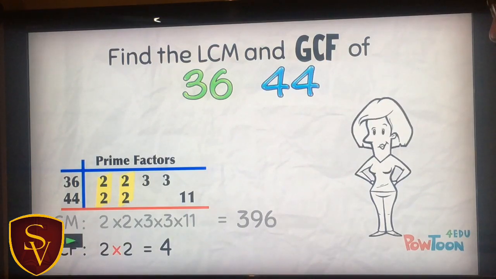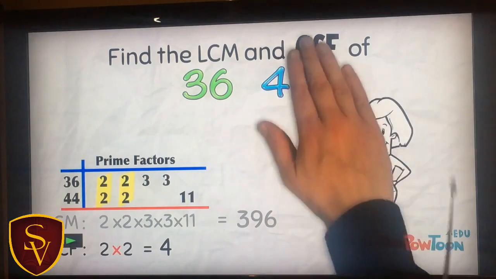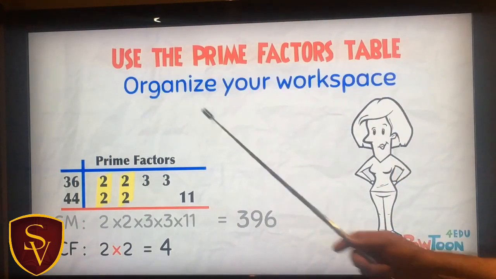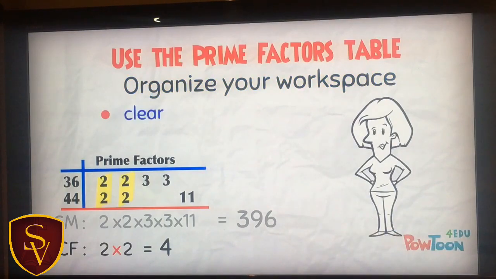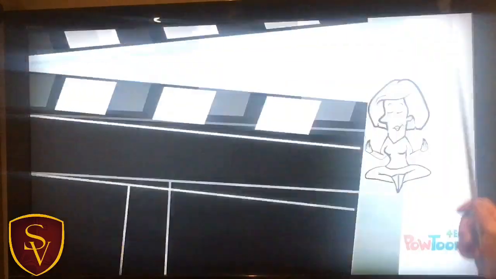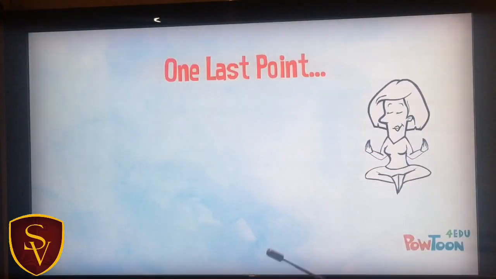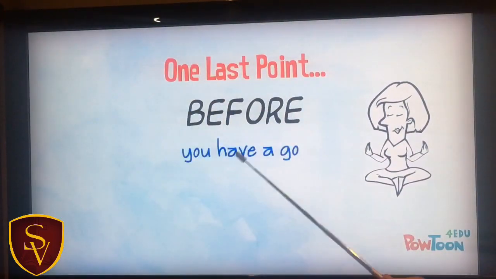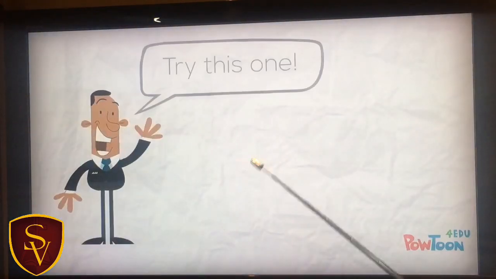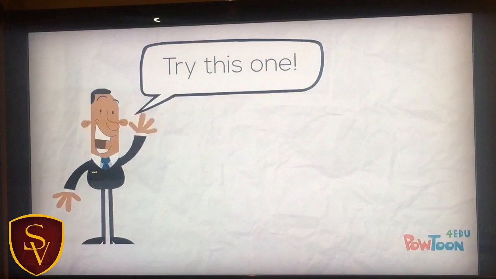It is very easy to do. So use the prime factors table. It will help you to organize your workspace. It's going to be very clear, and you're less likely to make mistakes. One last point before you have a go at the GCF by yourself.